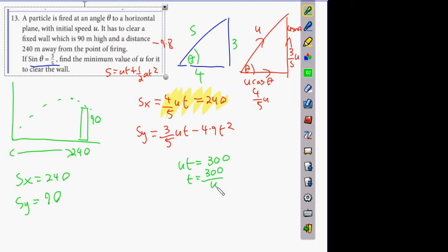Enter that into the sy equation, so sy equals 3 over 5 multiplied with 300 over u minus 4.9 times 300 squared. Sorry? Between 3 over 5 and 300 over u. Oh, there's another u. Here? Yeah, thanks. And then this one here is 4.9. So what's 300 squared, lads? Is it 90,000? Now we're going to replace sy with 90. And we're going to need somebody on the calculator for this, because there are a lot of big numbers on this one.